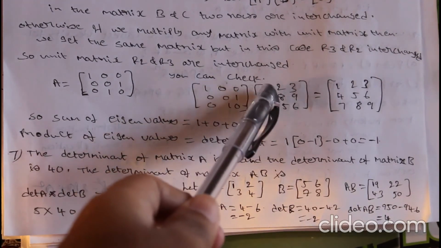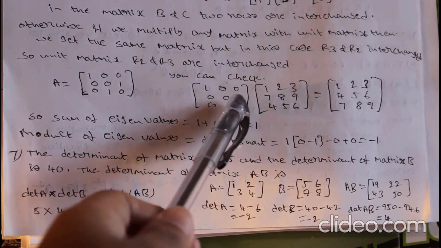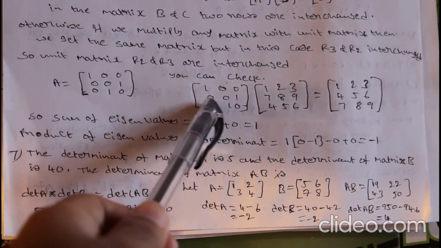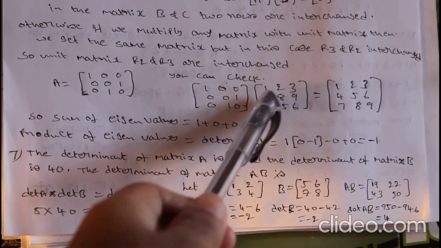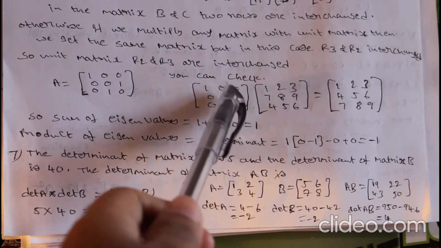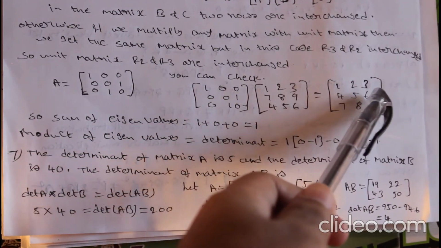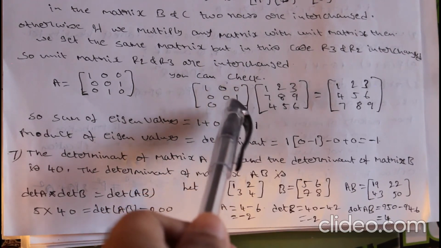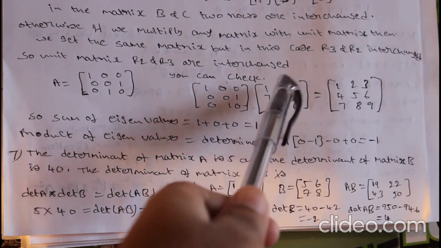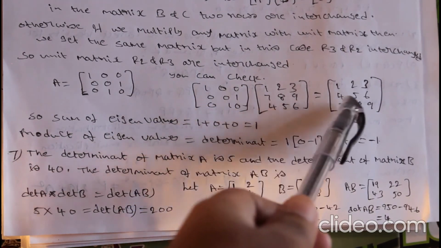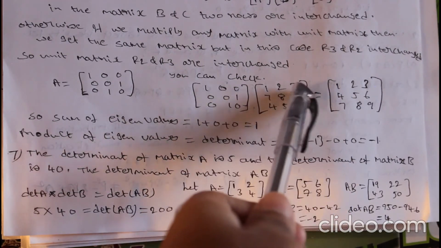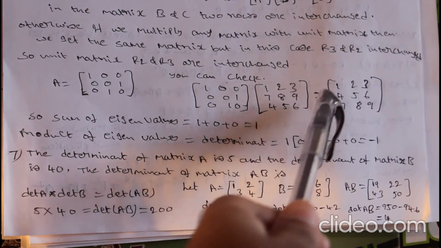0 into 1 plus 0 into 7 plus 1 into 4, so the element is 4. 0 into 2 plus 0 into 8 plus 1 into 5, so this element becomes 5. 0 into 3 plus 0 into 9 plus 1 into 6, so this element becomes 6. 0 into 1 plus 1 into 7 plus 0 into 4, so this element becomes 7. 0 into 2 plus 1 into 8 plus 0 into 5, so 8. 0 into 3 plus 1 into 9 plus 0 into 6, so this element becomes 9.